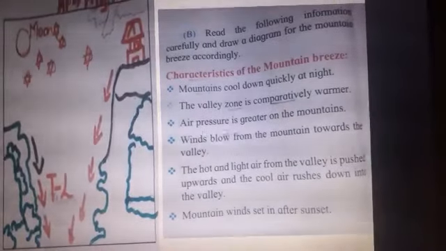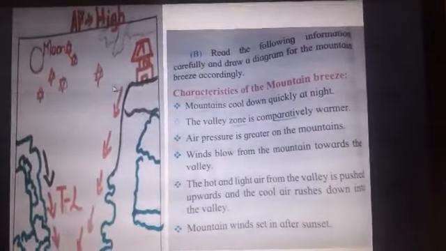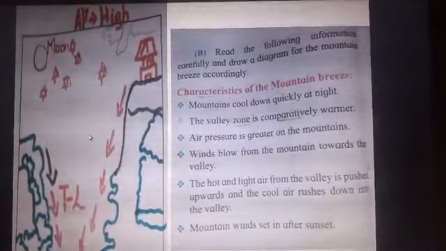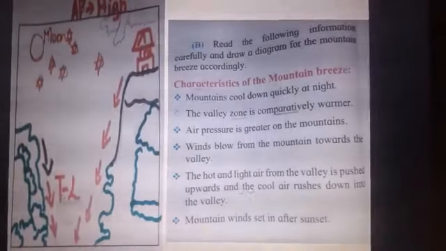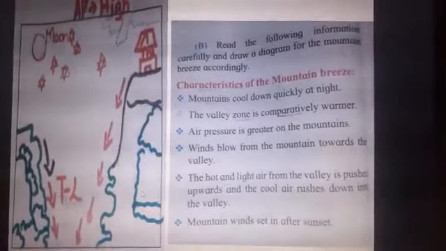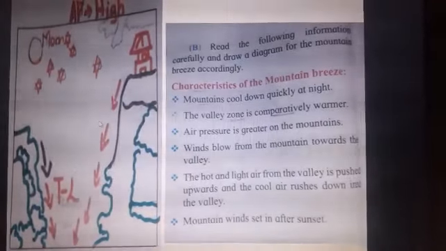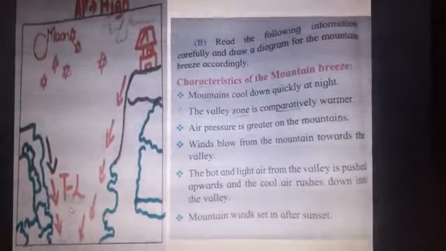Air pressure is greater on the mountains. So air pressure is high on the mountains. Winds blow from the mountain towards the valley. So winds are blowing from where? Mountain to the valley. The hot and light air from the valley is pushed upwards and the cool air rushes down in the valley. So the hot and light air is moving in the upward direction, and the cool air is moving down quickly in the valley.